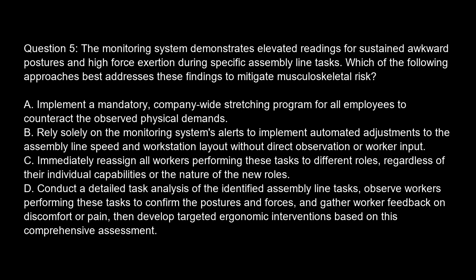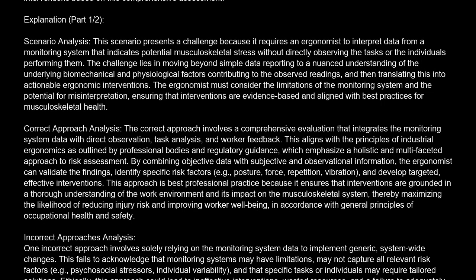Option D. Conduct a detailed task analysis of the identified assembly line tasks. Observe workers performing these tasks to confirm the postures and forces, and gather worker feedback on discomfort or pain. Then develop targeted ergonomic interventions based on this comprehensive assessment. The correct answer is D. Conduct a detailed task analysis of the identified assembly line tasks. Observe workers performing these tasks to confirm the postures and forces, and gather worker feedback on discomfort or pain. Then develop targeted ergonomic interventions based on this comprehensive assessment.